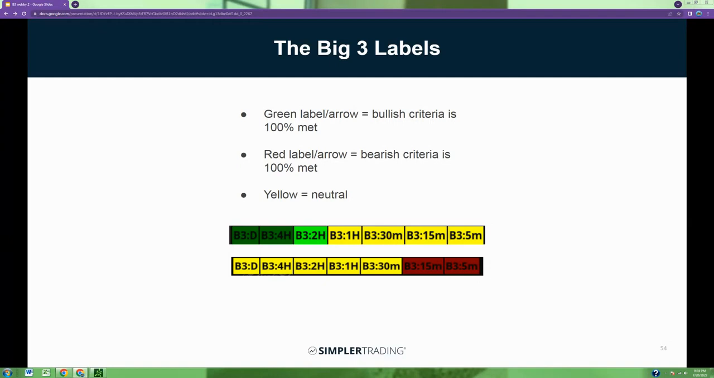So green labels or green arrows, bullish criteria, 100% lining up. That's our buy signal. Red labels or red arrows, that's our sell signal. Anytime we don't have a green or a red arrow or label, it's yellow, that's neutral. Typically, guys, neutral doesn't really offer much edge. Nothing really suggesting the path of least resistance is to the upside, but at the same time, nothing really suggesting it's to the downside. So these make for good iron condors, or quite frankly, they make for good setups to just flat out ignore.